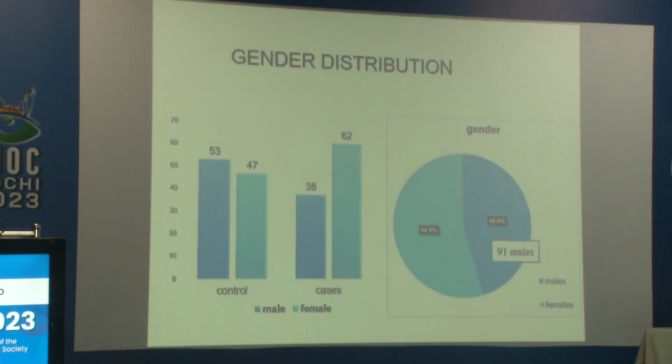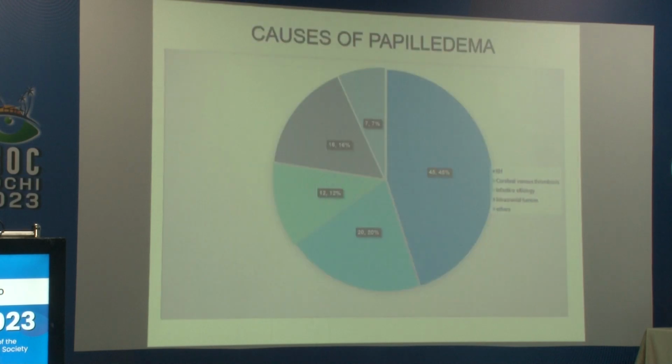In my study, there were 54.5% females and 45.5% males. There were 100 cases, of which 62 were females and 38 males, and controls included 53 females and 47 males. The causes of papilledema included, in the majority of the cases, idiopathic intracranial hypertension, hence explaining the female preponderance in my study. Other causes included cerebral venous thrombosis, infectious etiology, and tumors.